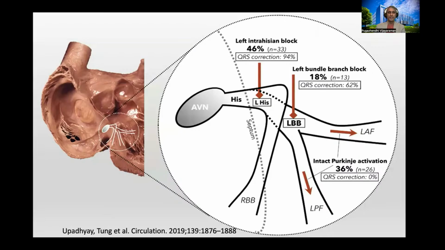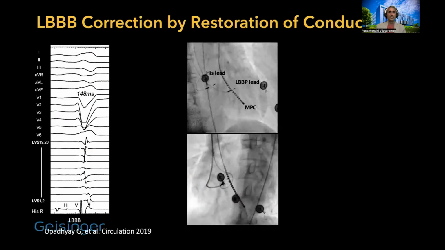And further, physiologic studies like this one from Dr. Tang showed that in the majority of patients with left bundle branch block, the block lies at the site of distal His or in the proximal left bundle branch. It also helped us identify the IVCD patients where the septal activation, Purkinje activation, is quite intact, where conduction system pacing may not provide additional improvement.